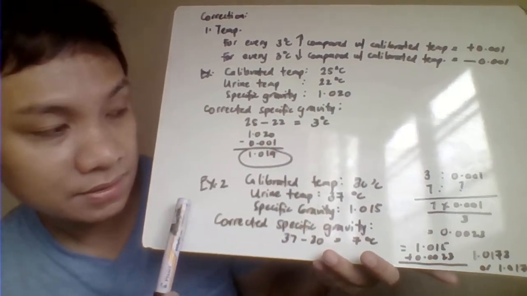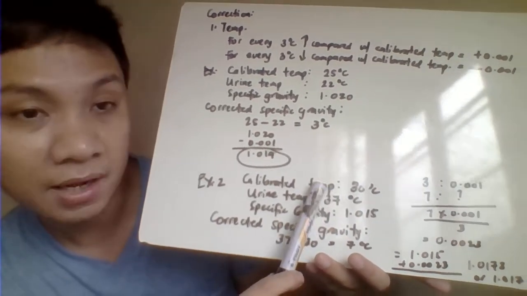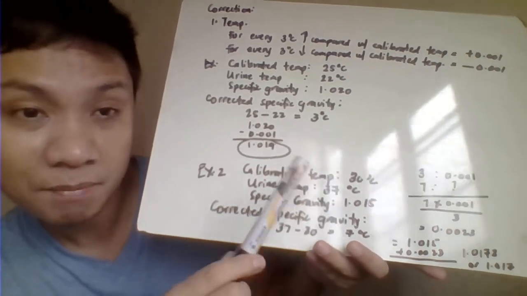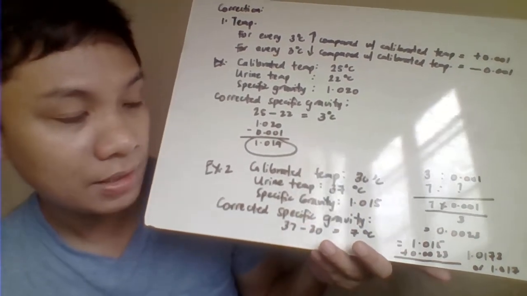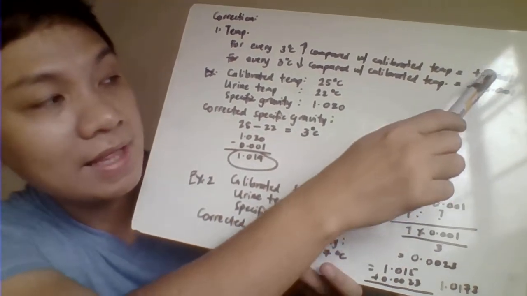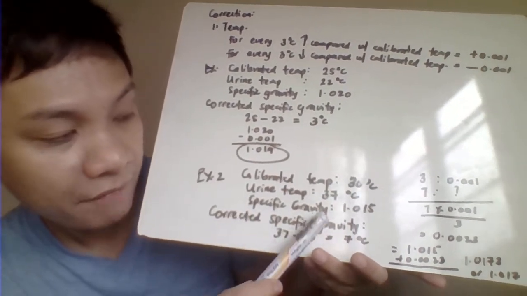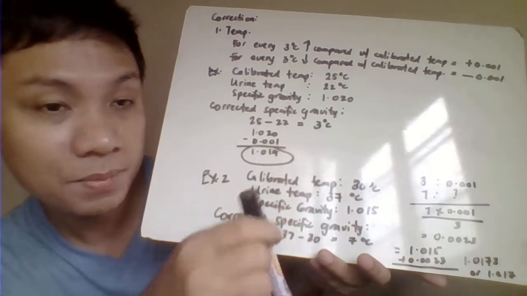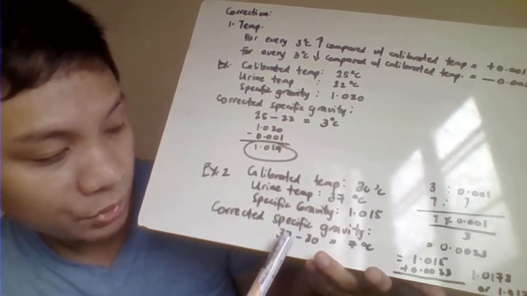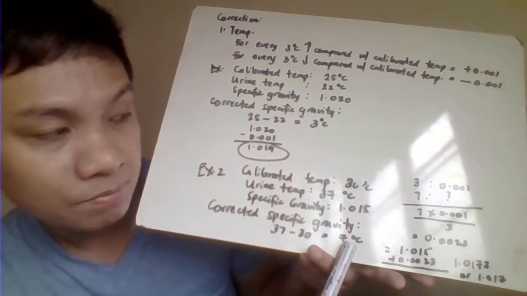Another one, we have this example number 2. We have here a calibrated temperature of the instrument at 30 degrees. The urine temperature is 37, so the urine sample temperature is higher compared with your calibrated temperature. So when it is higher, we add 0.001 to your specific gravity reading. The specific gravity reading when you are doing the procedure is 1.015. So we have 37 minus 30, that will give you 7 degrees of difference.